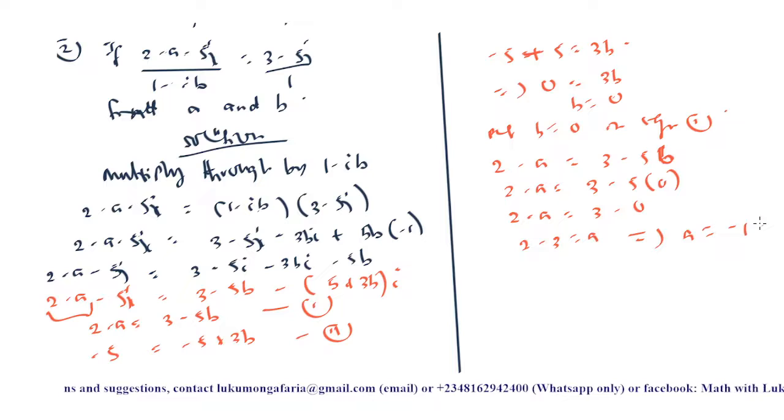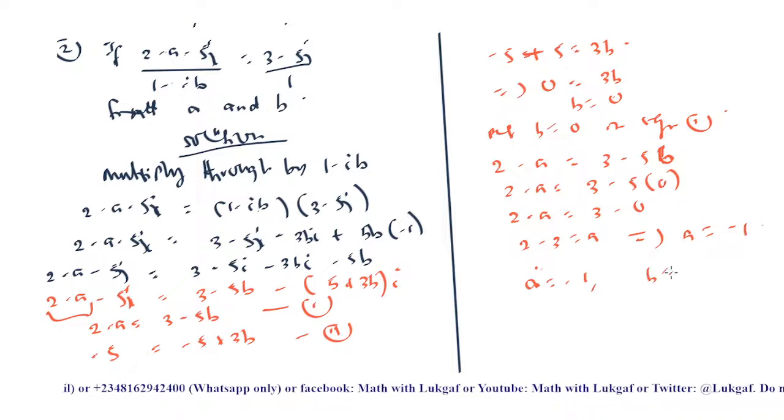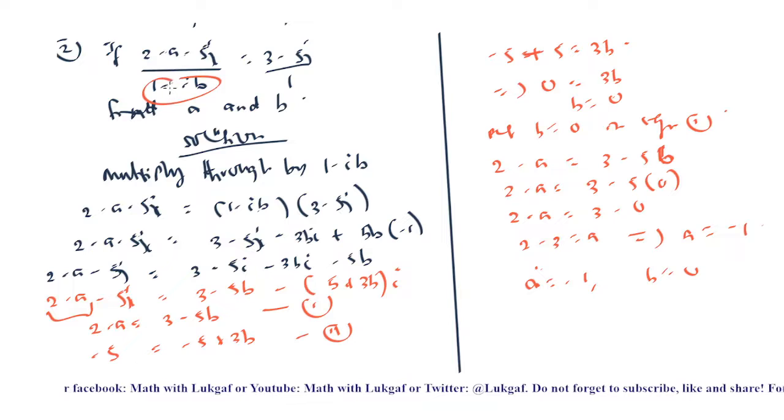So that's that. You can see it is very simple, and you can even check it out here. We have our A to be -1 and B is equal to 0. So if you put B to be 0, then you are going to have 1 at the denominator here. And your A is -1. This will give me 2 minus -1, that is 3. 3 minus 5j is equal to 3 minus 5j.